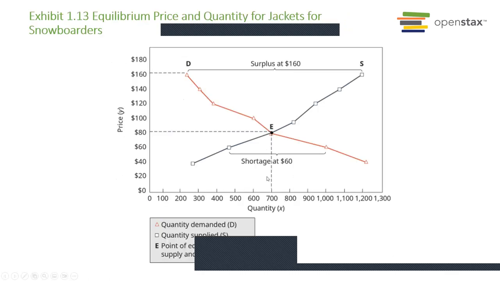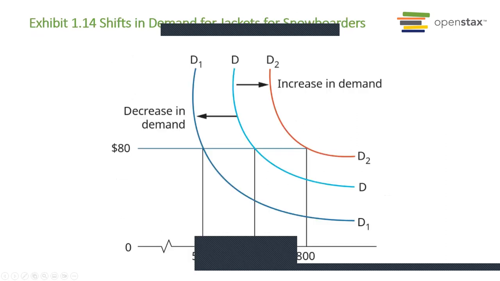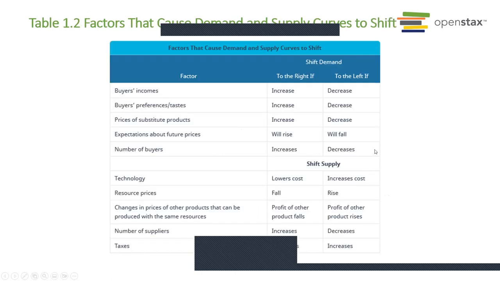Okay. Here's another chart to take a look at. Equilibrium means the balance, the point at which it breaks even between supply and demand, this little midpoint. And you could also see the shifts when there's a decrease in demand and an increase in demand. And here are some factors that cause demand and supply curves to shift. This is a great table to review in your textbook on OpenStax.